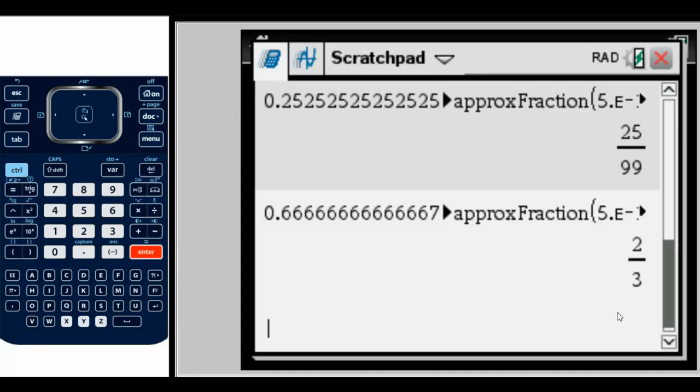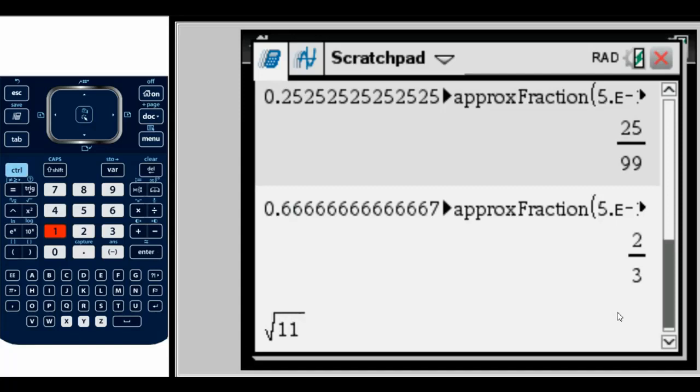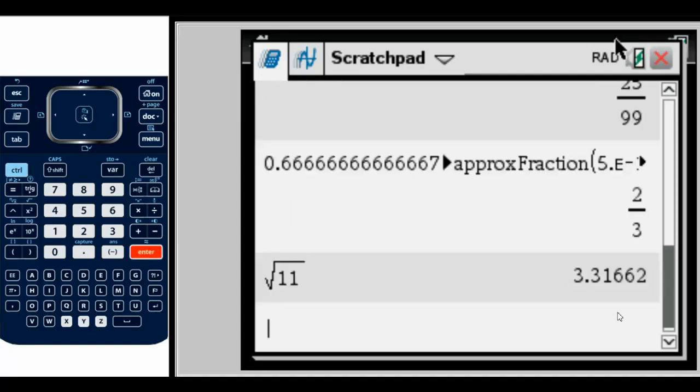If there is not a pattern in the number strand, for instance, let's do one more, square root of 11. Notice there's no pattern there. If I expand it, it's just random numbers. So if it repeats the same number over and over again, it's going to be rational. But if it's a long strand of numbers that are non-repeating, that are just random, it's always going to be irrational.